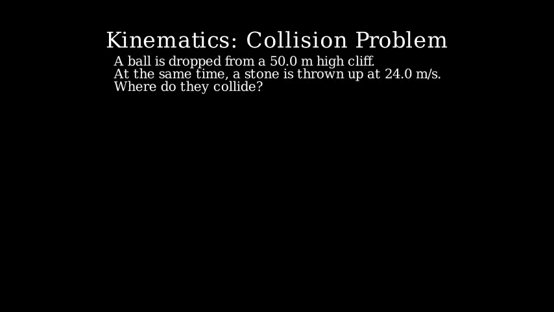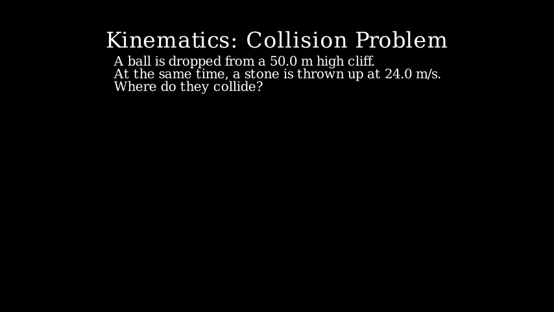Let's solve a kinematics problem involving a ball being dropped and a stone being thrown upward. A ball is dropped from the top of a 50-meter-high cliff. At the same time, a carefully aimed stone is thrown straight up from the bottom of the cliff with a speed of 24 meters per second. The stone and ball collide partway up. How far above the base of the cliff does this happen?